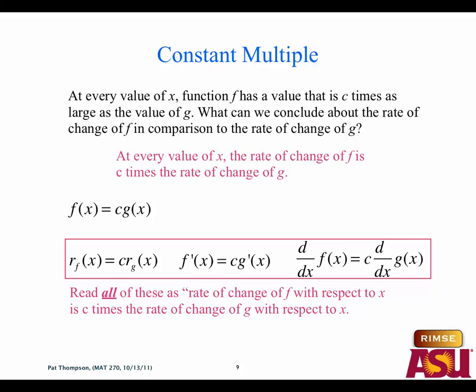So that's rule number 3. We got the power rule, we got the constant function rule, and now we have constant multiple. If one function is a constant multiple of another, then its rate of change function is that same constant multiple of the rate of change function of the first.